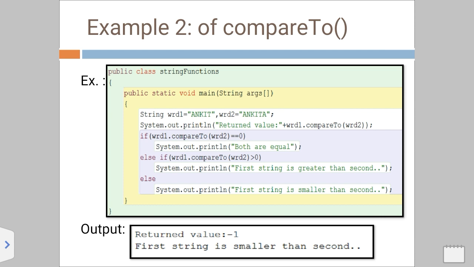Now, if both are equal, then we are getting 0 as the return value, which means both are equal. If we are getting a positive value, then the first string is greater than the second string. If we are getting a negative value, it means the first string is smaller than the second string. Now what are we getting as output? Say we are getting -1.